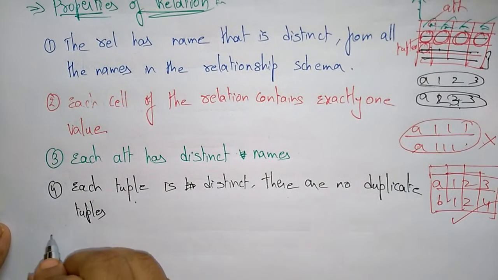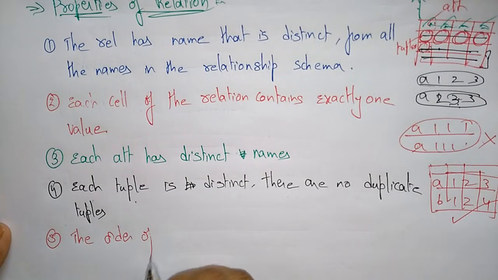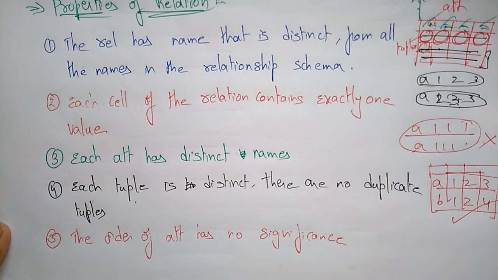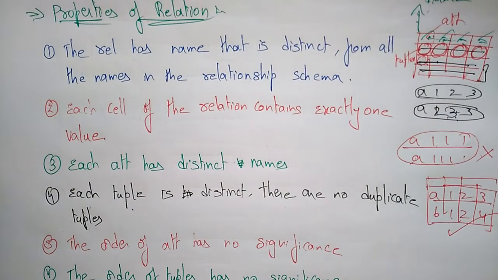Coming to the next point. The order of attributes has no significance; it depends upon you. And next, the order of tuples also has no significance. So these are the properties that you have to follow while you are creating relations, meaning creating tables. Thank you.